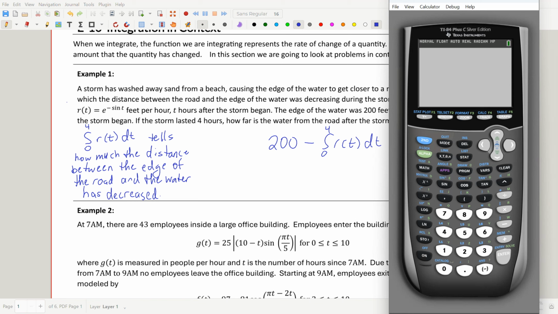And like I said before, if you're really not sure about the signs, I might just do it in 2 steps. I might do the integral first to verify whether you're getting a positive or negative result. We got e to the negative sine t.